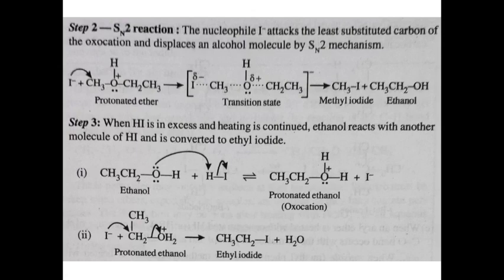Further, if you use an extra amount of hydroiodic acid, then we get ethyl iodide. That is step 3, which we just discussed, when HI is in excess. That's what we were told in the last slide. If heating is continued, ethanol reacts with another molecule of HI and is converted to ethyl iodide.